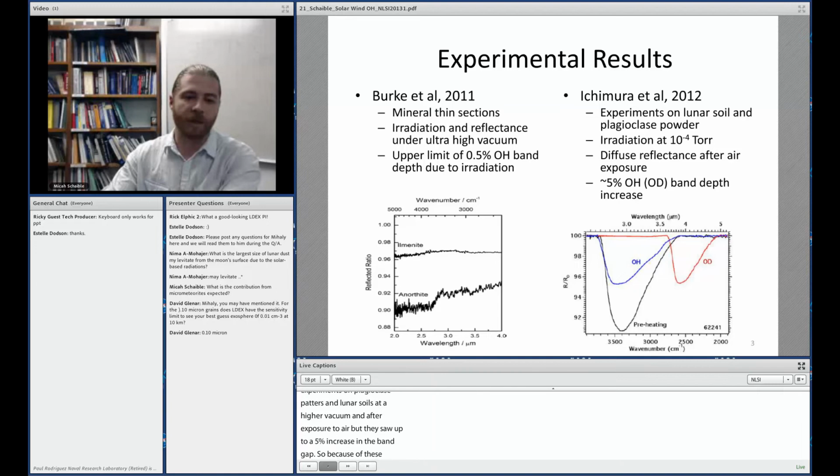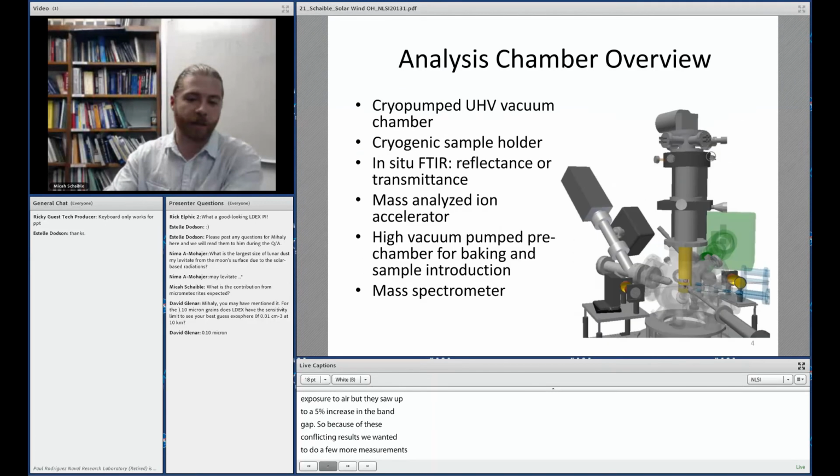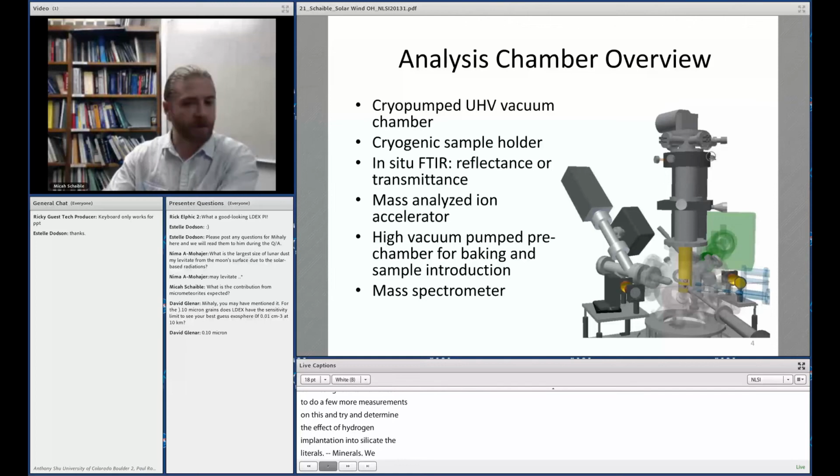So because of these conflicting results, we wanted to do a few more measurements on this and try and really determine the effect of hydrogen implantation into silicate minerals. So we constructed the chamber here at the University of Virginia. It is a cryopumped UHV vacuum chamber capable of 10^-9 pressure with a cryogenic sample holder, and we can do either reflectance or transmittance spectroscopy.